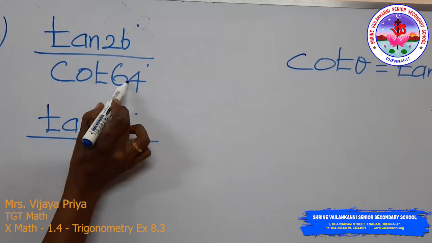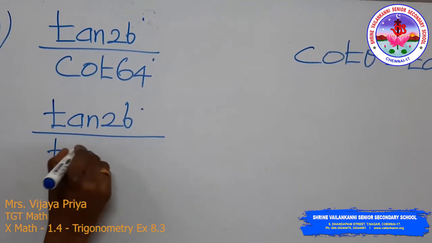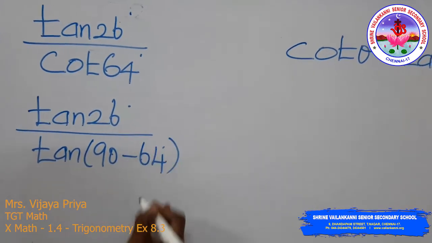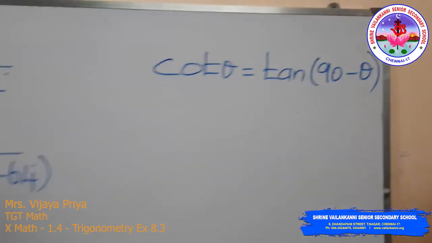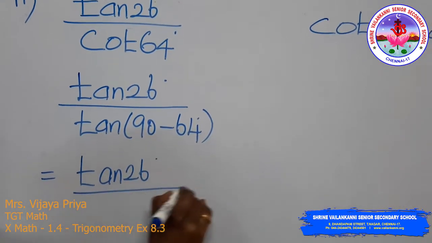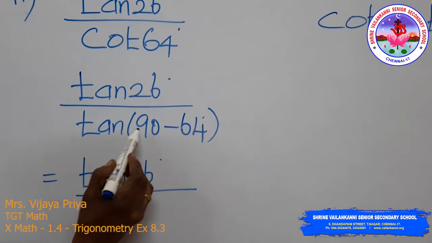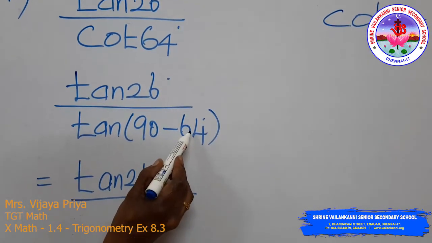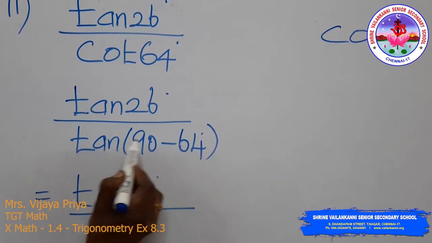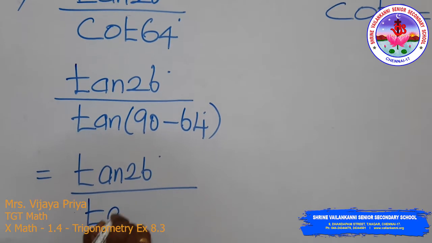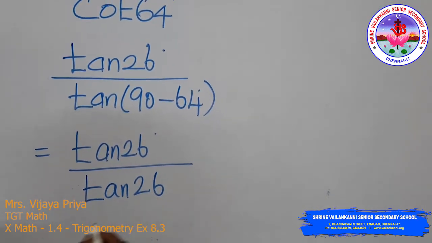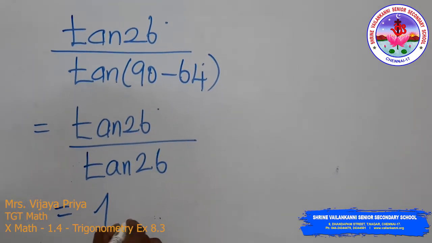Denominator cot 64 can be written as tan of 90 minus 64, which is equal to numerator will be tan 26, denominator tan of 90 minus 64. 90 minus 64 will be 26. So we get tan of 26, that is tan 26. Now tan 26 divided by tan 26, we get the answer as 1.